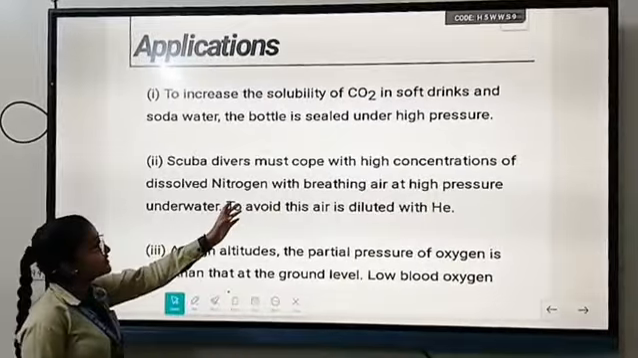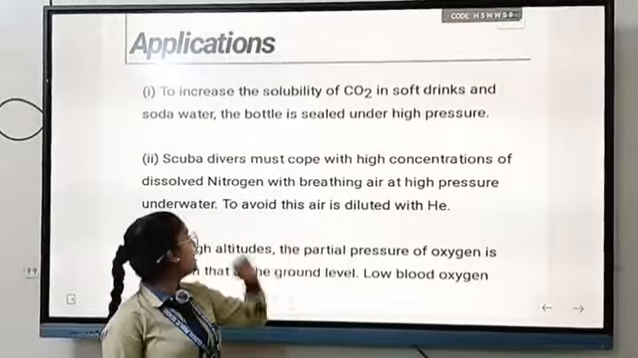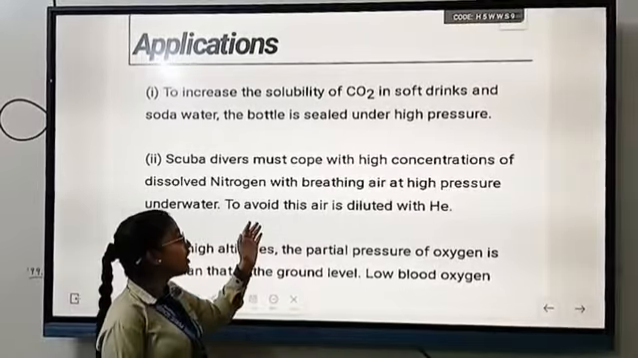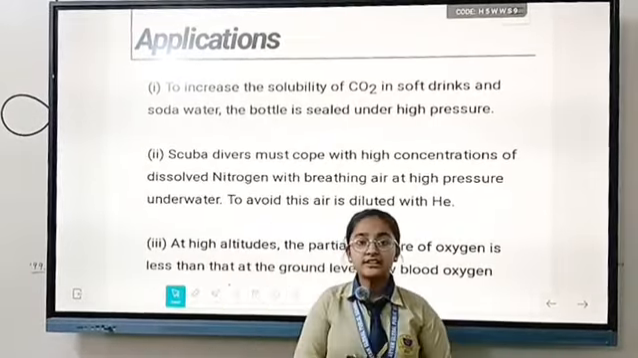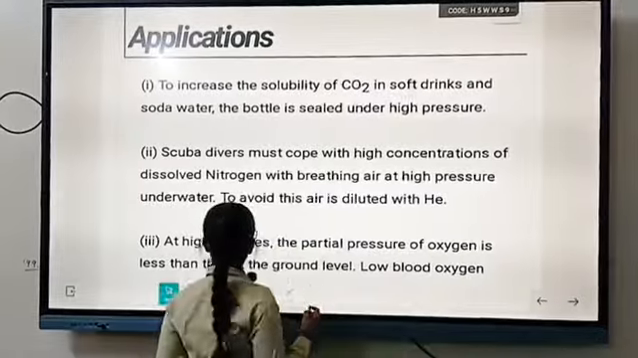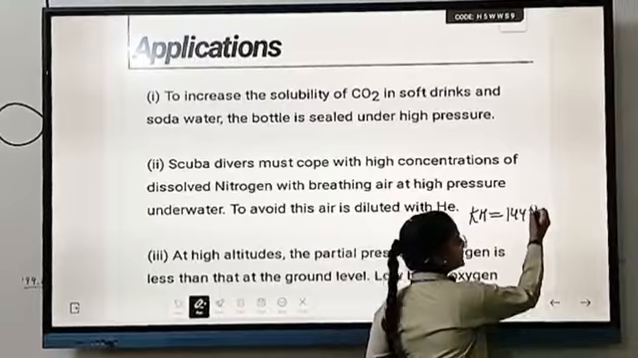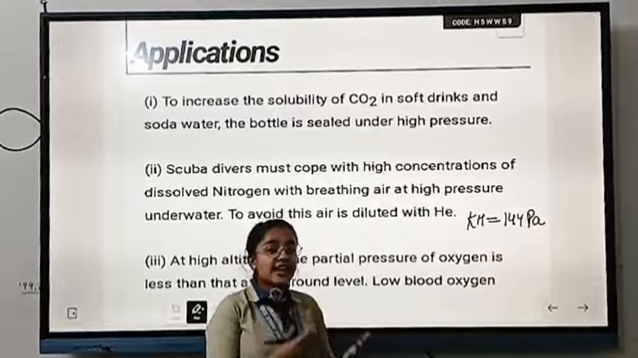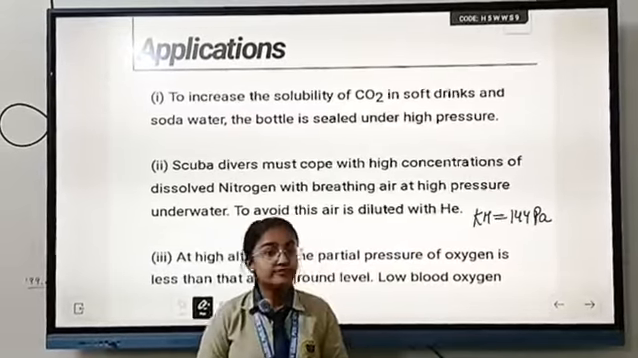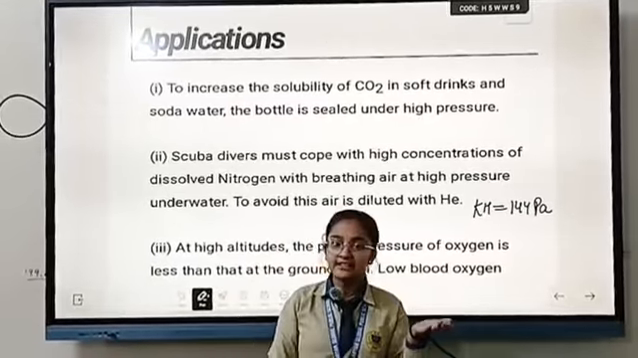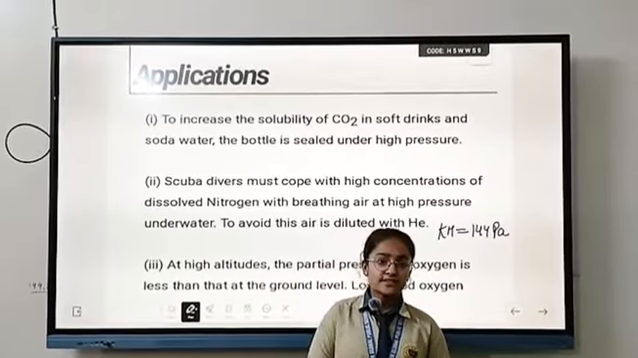Second, scuba divers must cope with high concentrations of dissolved nitrogen when breathing air at higher pressure underwater. To avoid this, air is diluted with helium. So why is only helium used? As we know, the kH value of helium is about 144, and kH is inversely proportional to solubility. From this relation, we can see that if the kH value is maximum, then solubility will decrease. It prevents diseases like the bends, which is also known as decompression sickness.